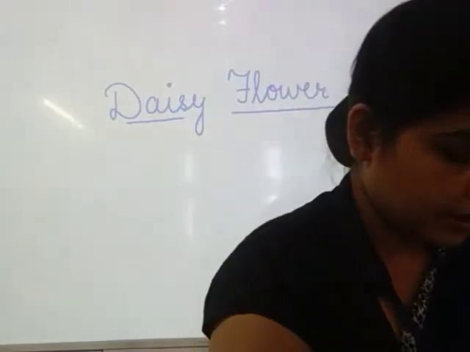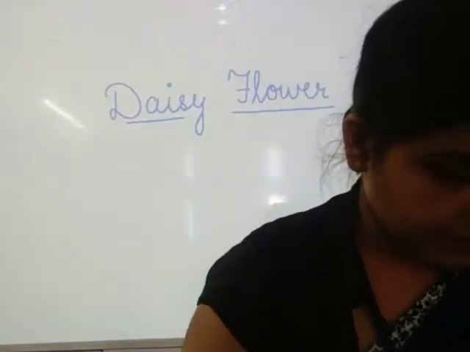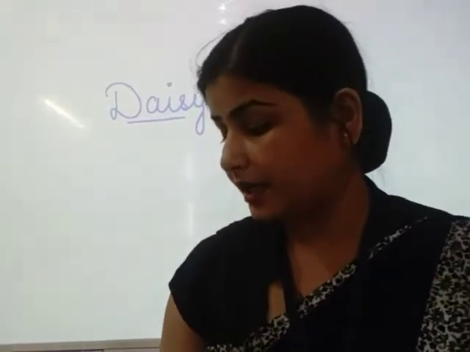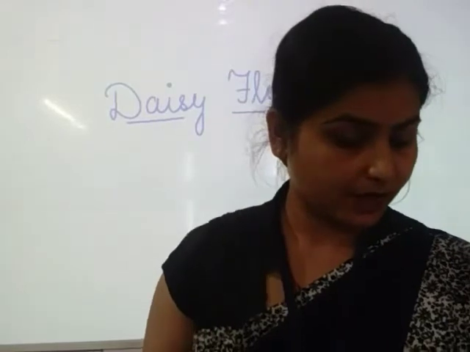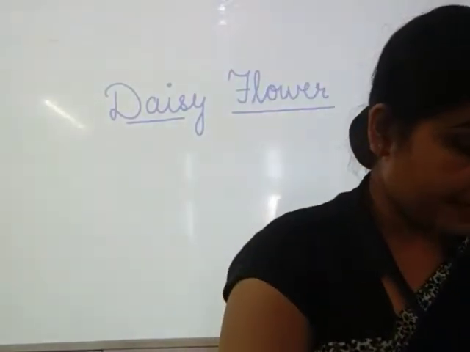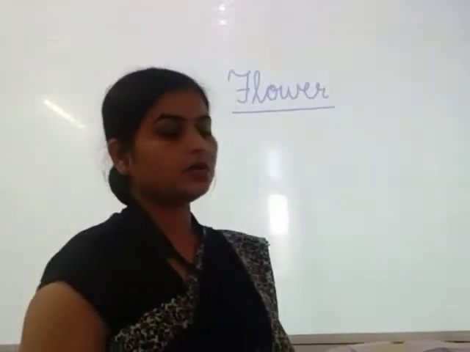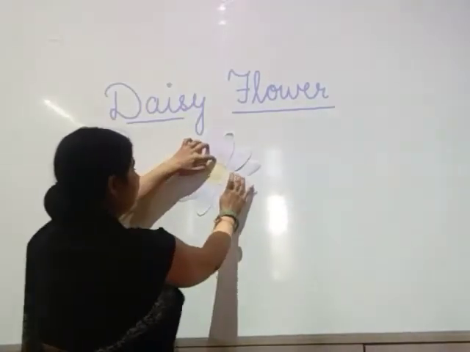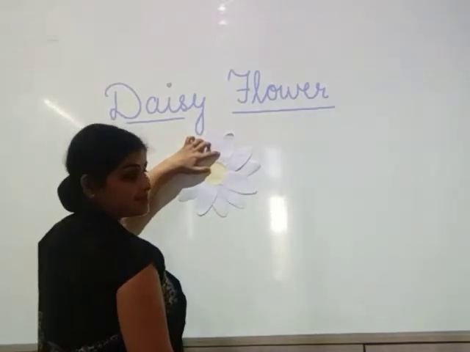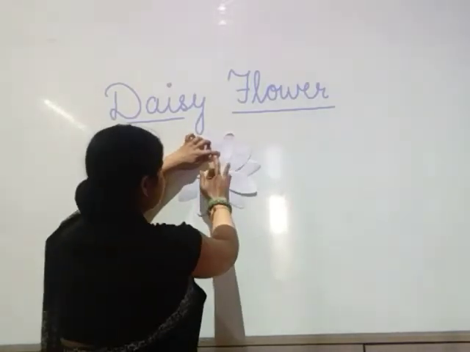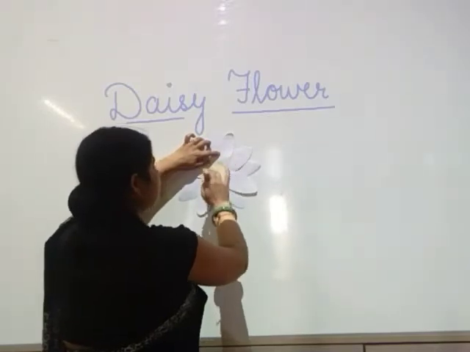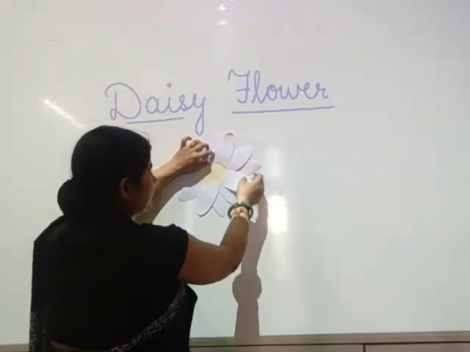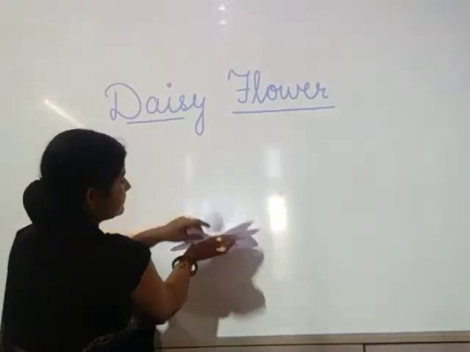I hope I am audible as well as I am visible to you. I am making a big flower so that it should be visible to you. आपको visible हो इसीलिए मैम ने big flower बनाया है. But you need to make a small flower. So this is my daisy flower. This is my daisy flower, and when it will dry up, I will put small dots over it so that it will exactly look like a daisy flower.